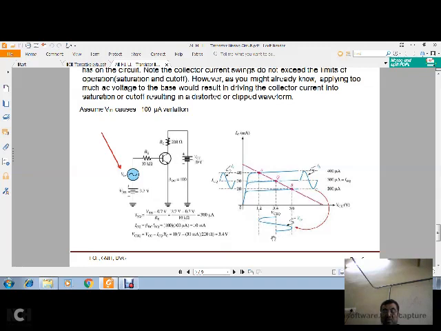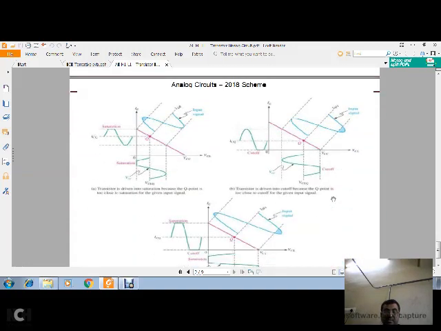So what happens if you choose this Q point somewhere here or somewhere here? How to choose the Q point? By changing the value of IB. If I take the IB value as 400 or the IB value as 200, what will happen? Let's see that.